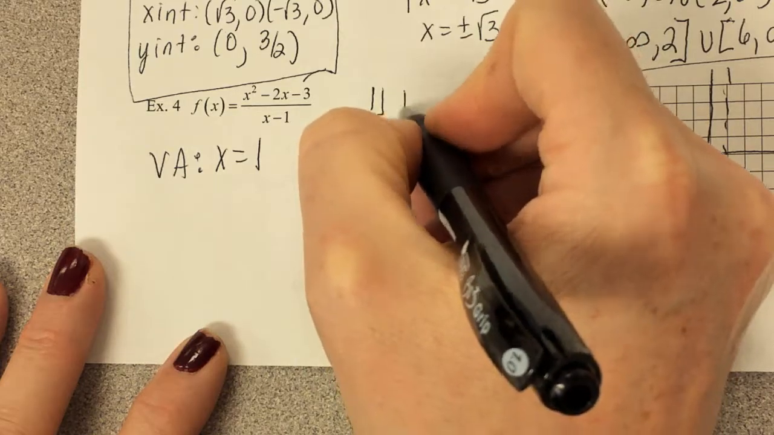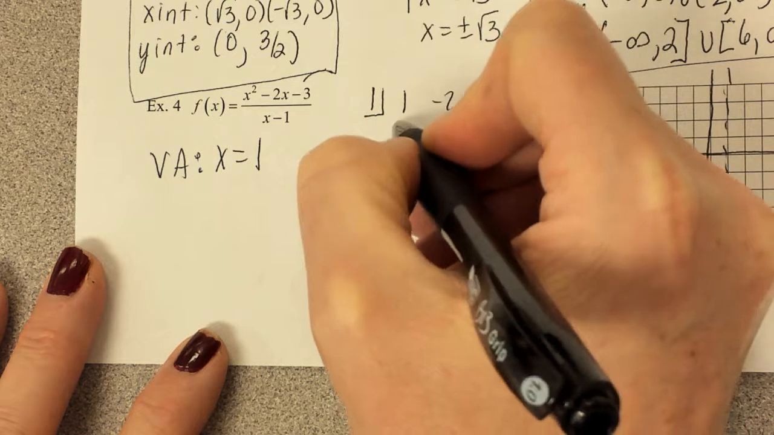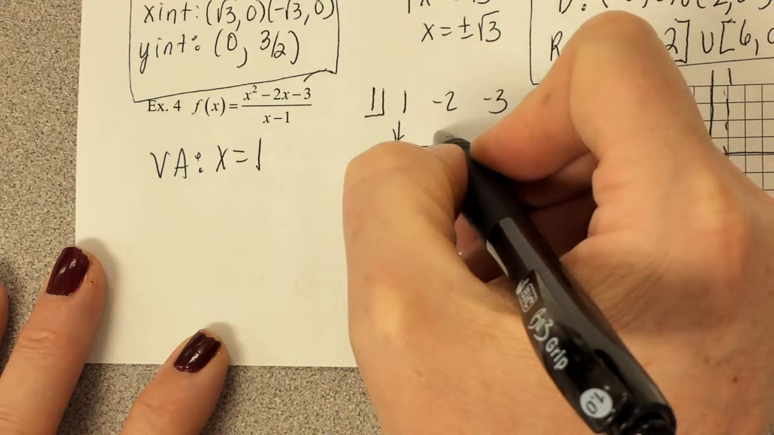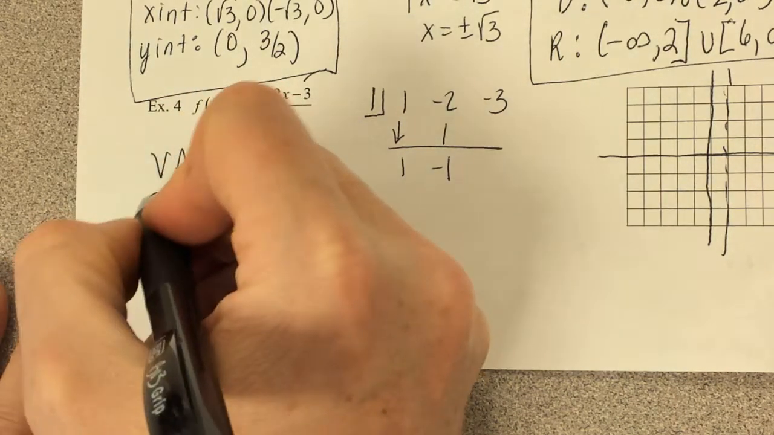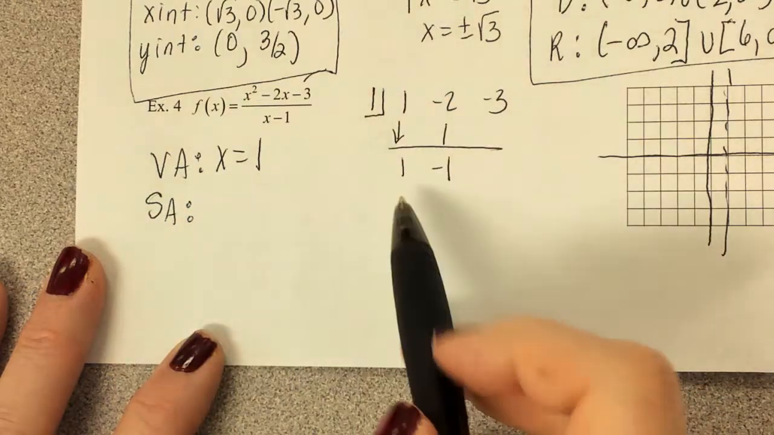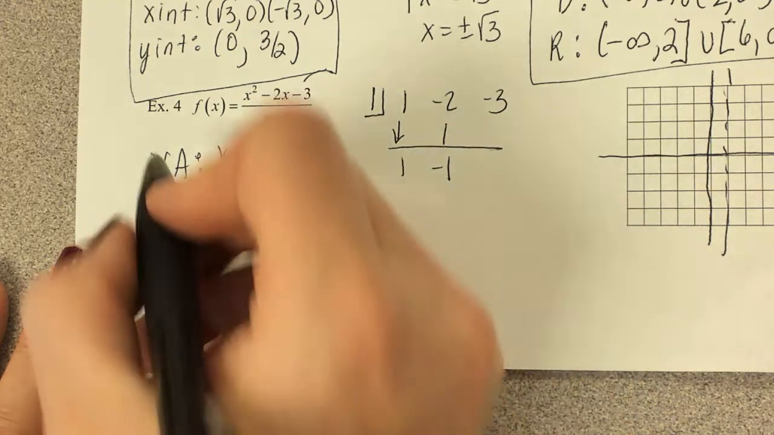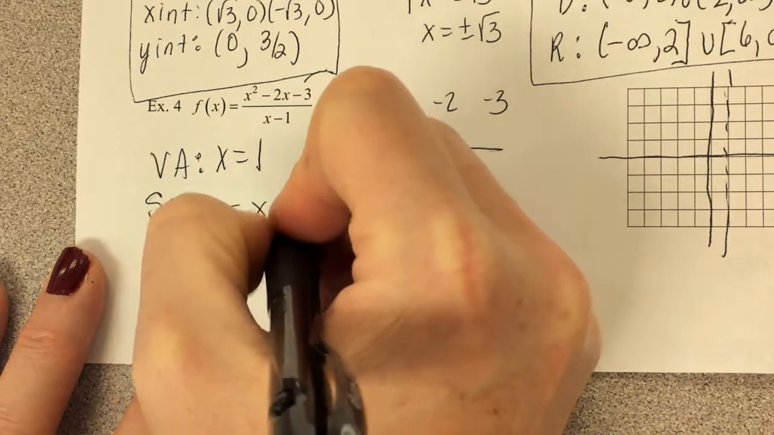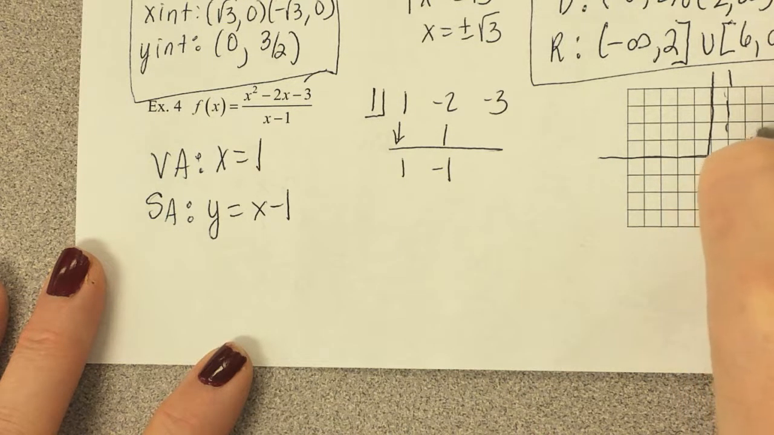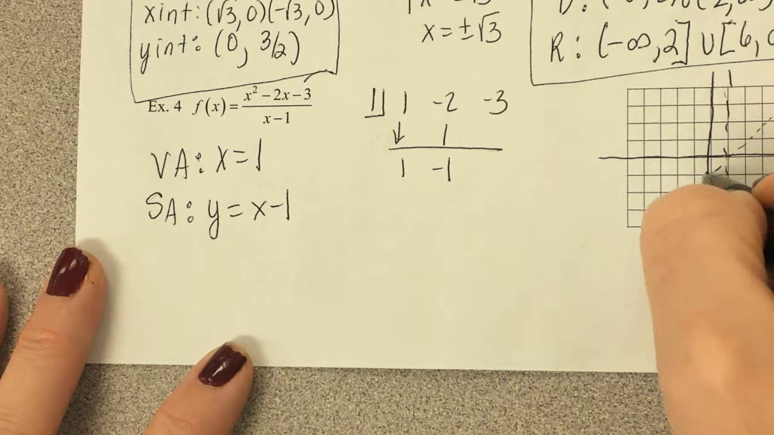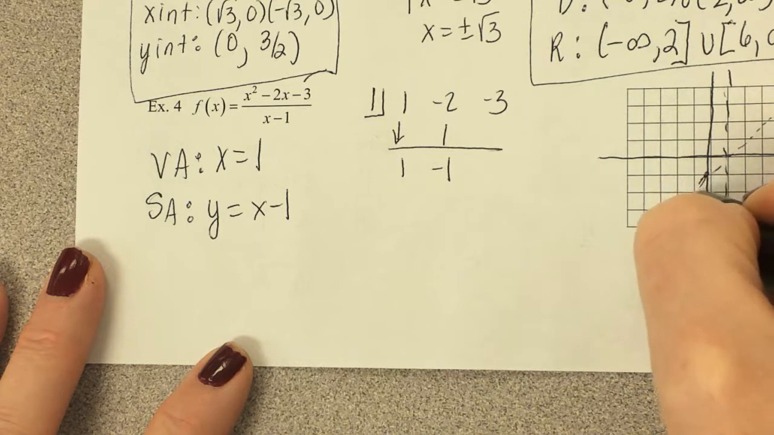So I put that in the box, and then it goes 1, -2, -3. Bring this down. Multiply, add, stop. Becky, what's the slant asymptote's equation then? And we have to say y equals. So I'm going to go to -1, up 1 over 1. So there's our slant asymptote.